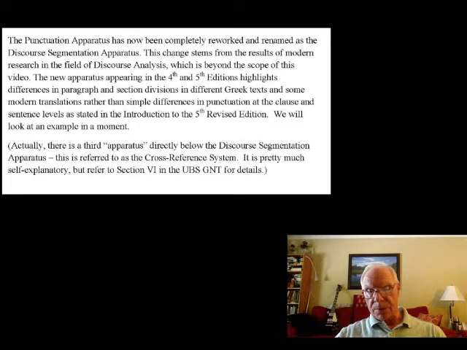Actually, there's a third apparatus directly below the Discourse Segmentation Apparatus. This is referred to as the cross-reference system. It's pretty much self-explanatory, but refer to Section 6 in the United Bible Society's Greek New Testament for details.